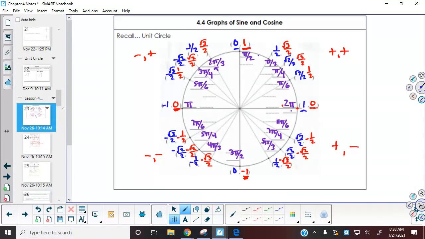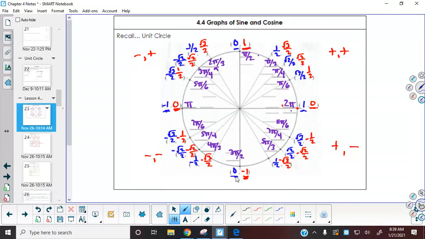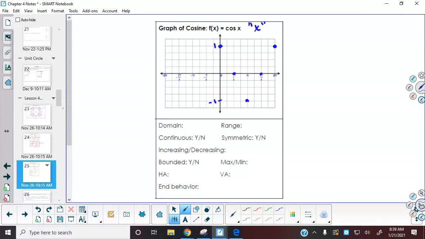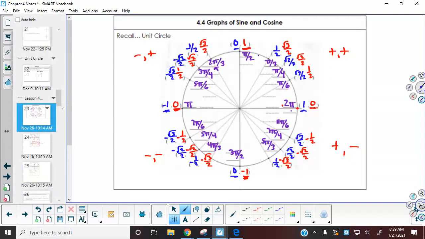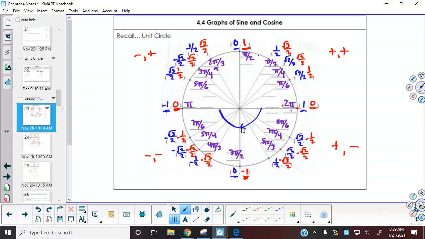If I go all the way to pi, I'm at negative 1. 3 pi over 2, if I look at this, is going to take me back to 0. And so I'm good there. Now, if you notice, if we go the opposite direction, it's the same concept. So negative pi over 2 is at 0. If we come back here to negative pi, I'm back at -1.